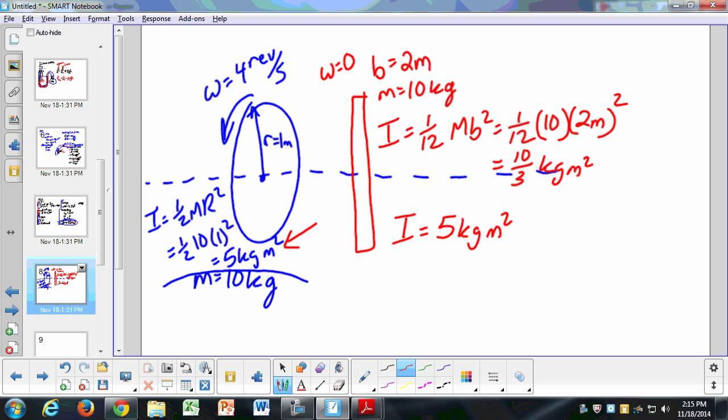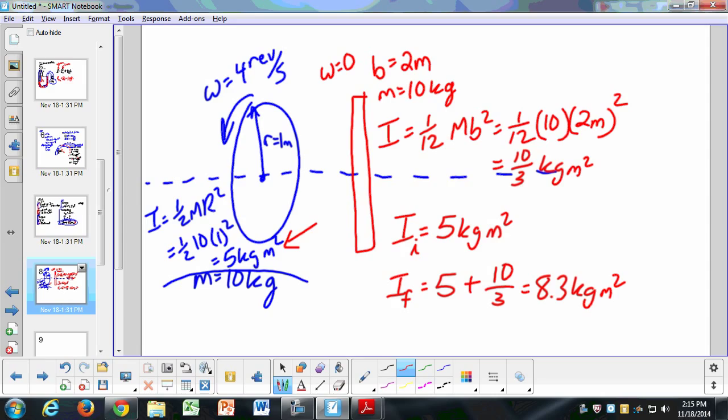That's this moment of inertia, because that's the only thing that's spinning at first. But then when I bring the bar in, I final is going to equal 5 plus 10/3, which is 8.3. That's my new moment of inertia. So I've now increased my moment of inertia. Y'all with me on this?